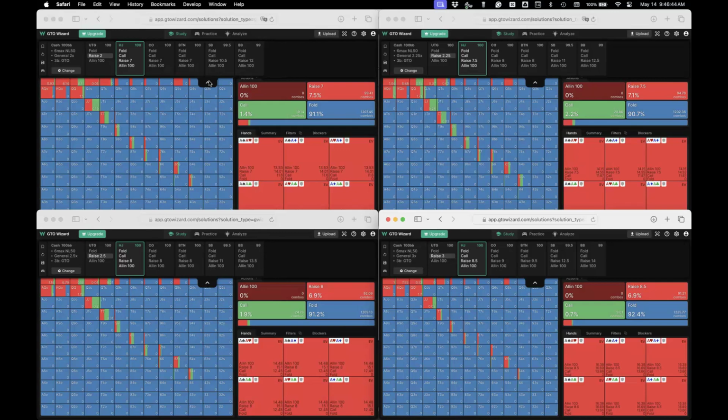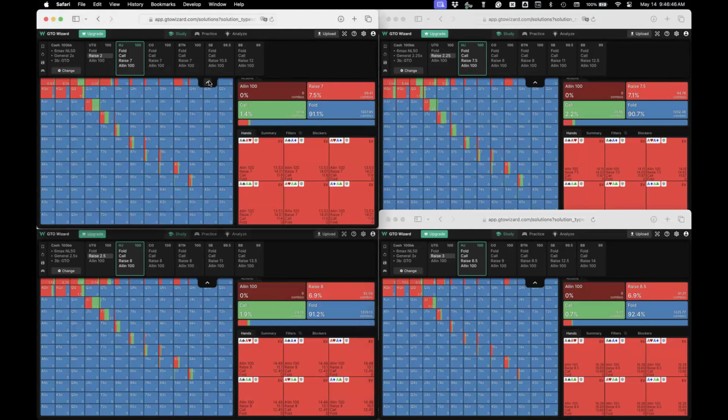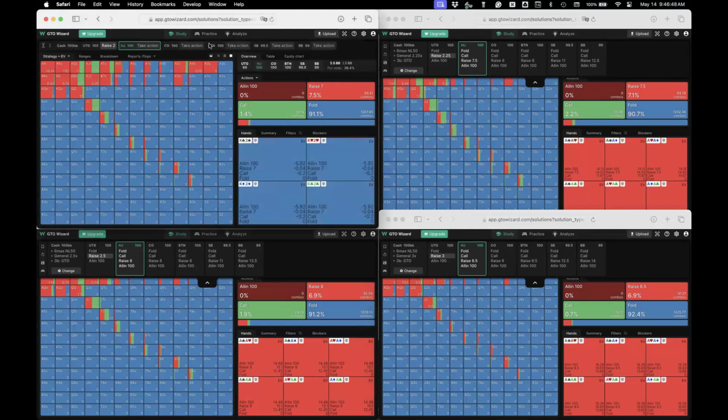The thing I noticed is that there's calling ranges here. Let's go to, oh, that was our raise. The hijack has some calling ranges here. And in the post flop sims, they do not.